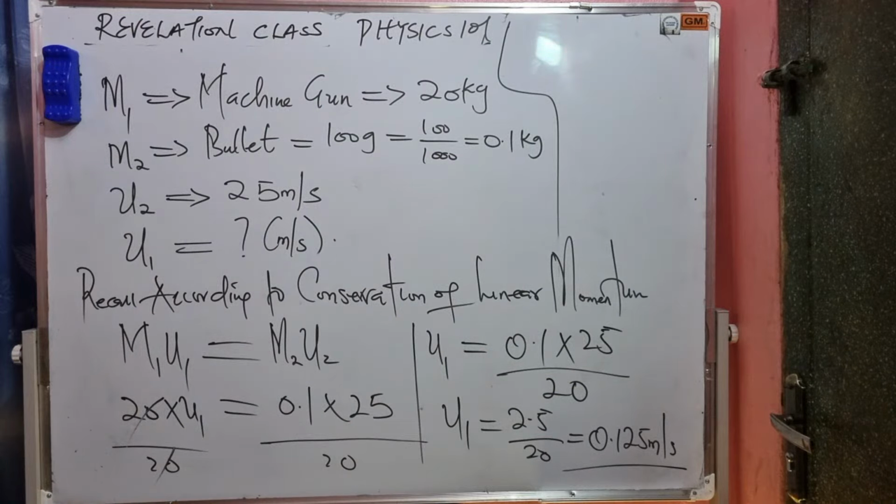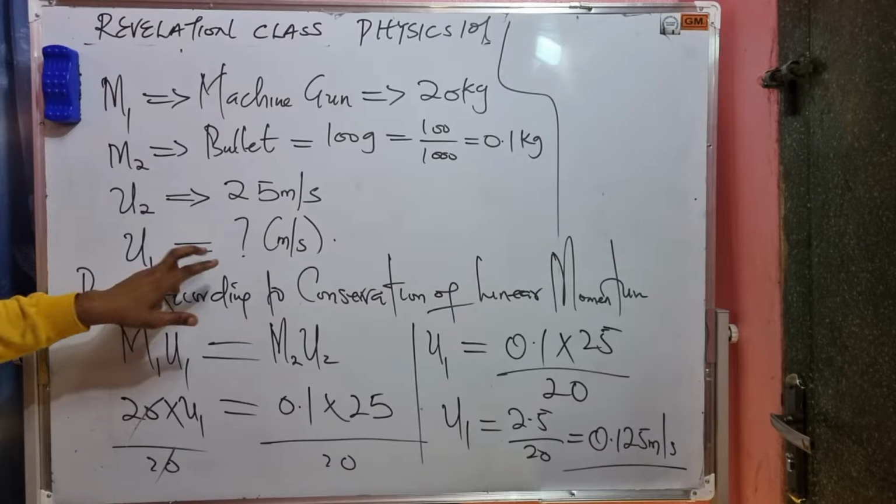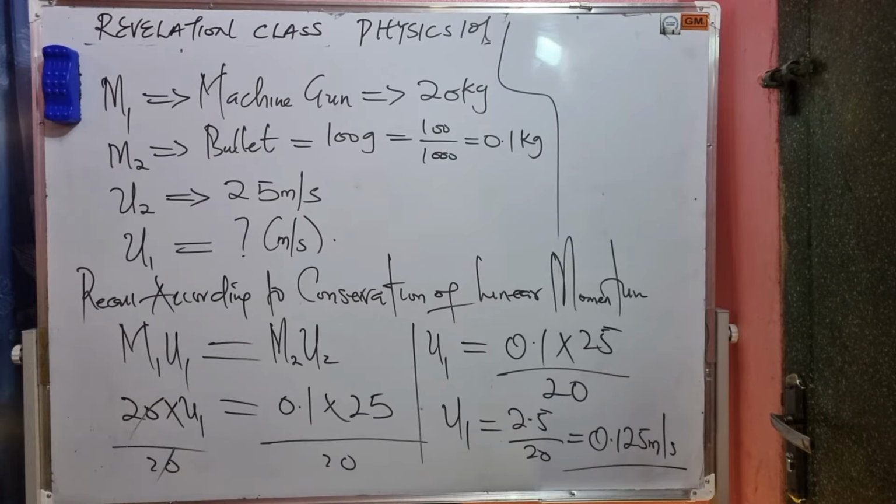So the recoil speed of the gun is 0.125 meter per second. 0.125 meter per second. Please, if you are following, indicate that you are following the speed of the gun.